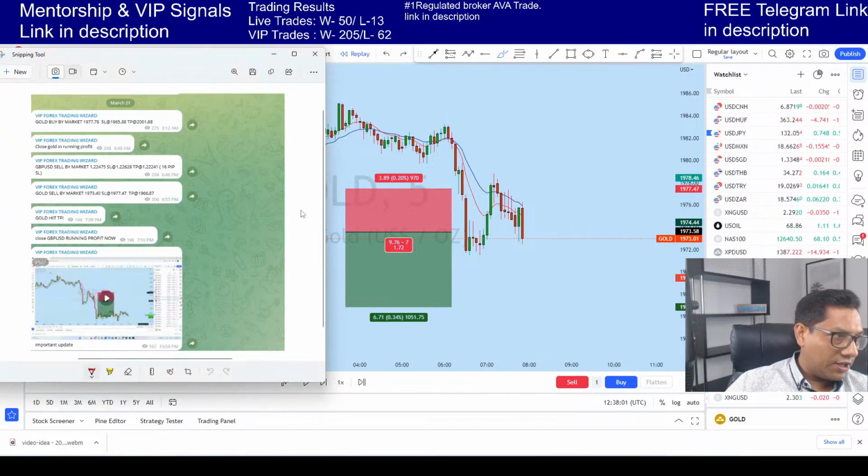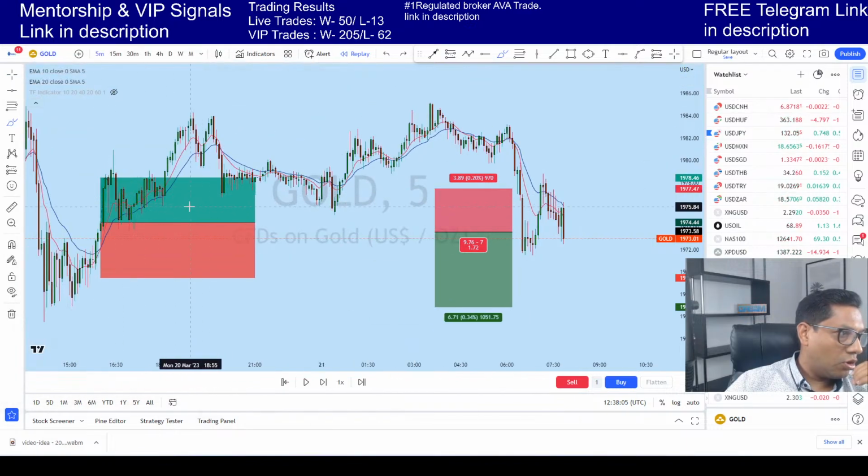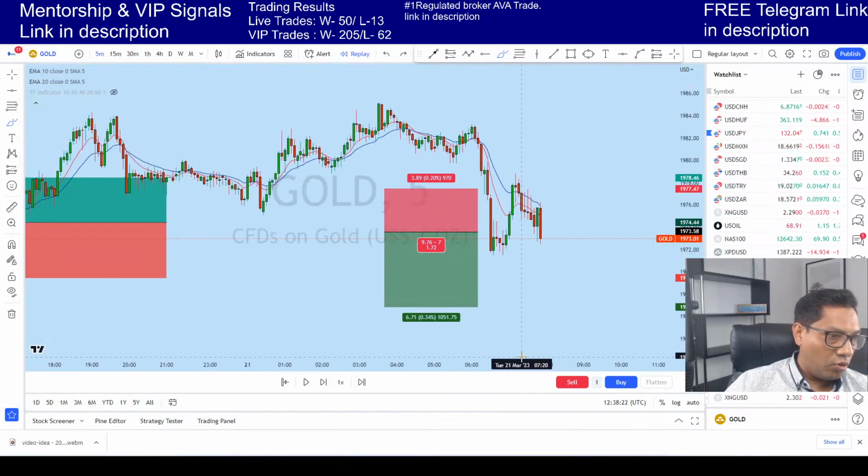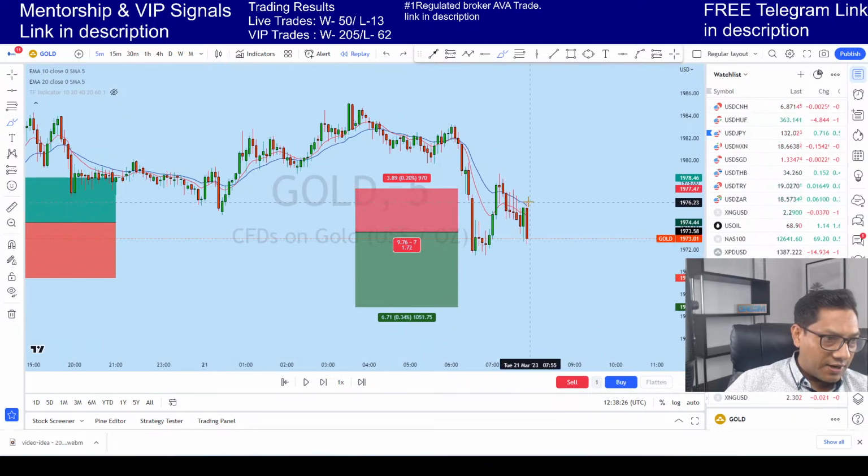Now you can see that yesterday we bought from here, we closed with a smaller profit, and then this one is today's trade. I posted a YouTube analysis as well. So we sold at 1973, stop loss at 1977, take profit at 1966.87. Exactly, it hit the full profit target. Now I was replaying the chart. This is the trigger candle where I opened the trade.